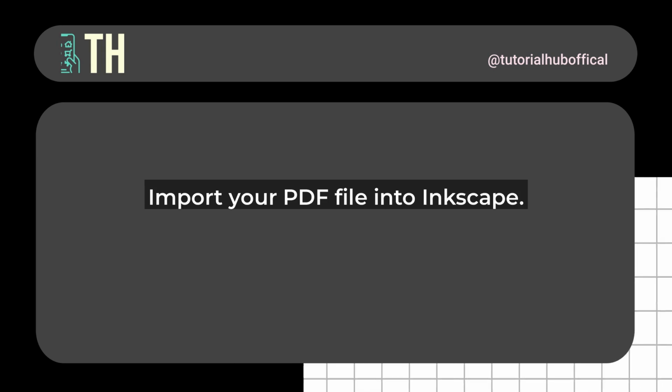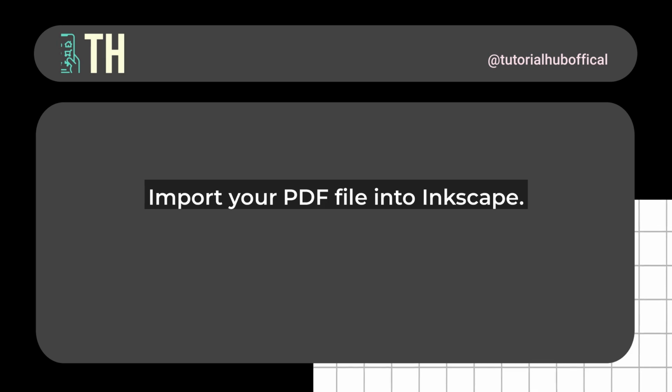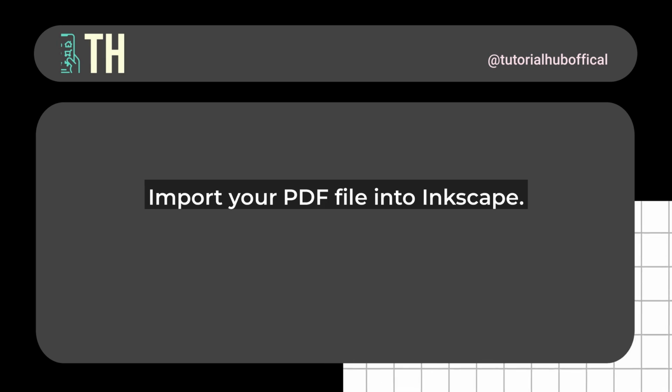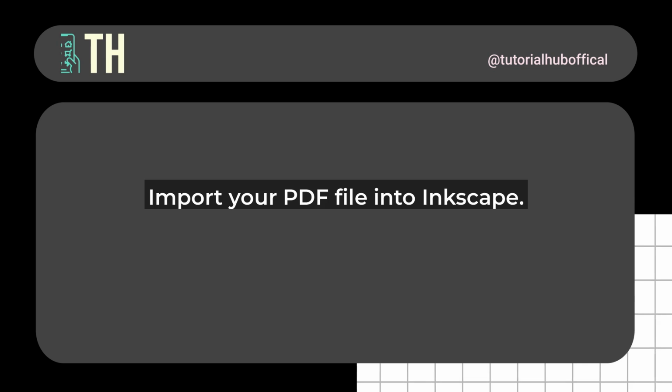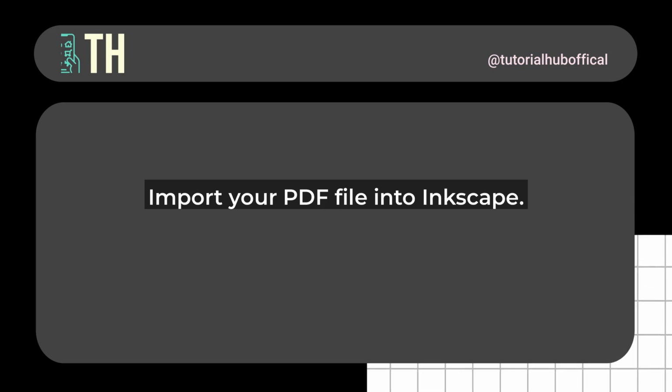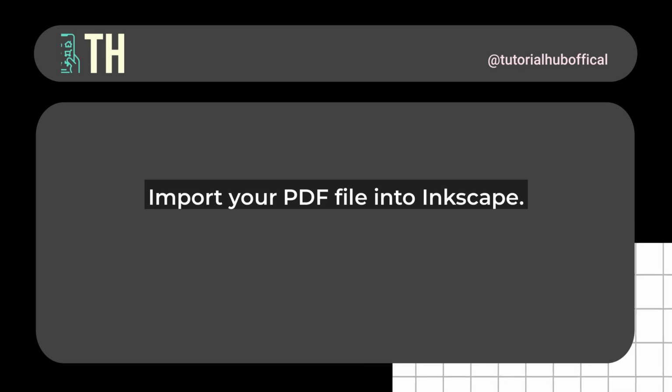Step 1. Launch Inkscape and go to File, Import. Select your PDF file. This will bring it into the workspace. If your PDF has raster elements, it might not be fully vector yet, so don't worry, we'll fix that.